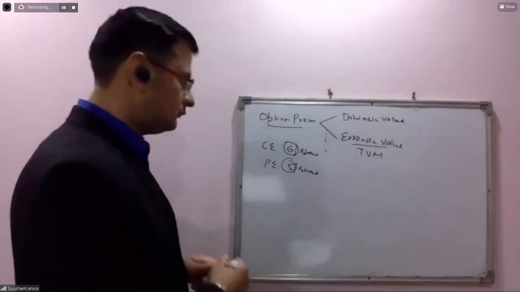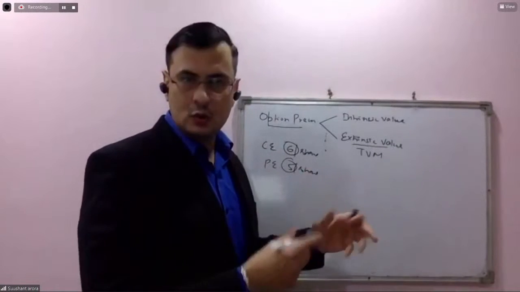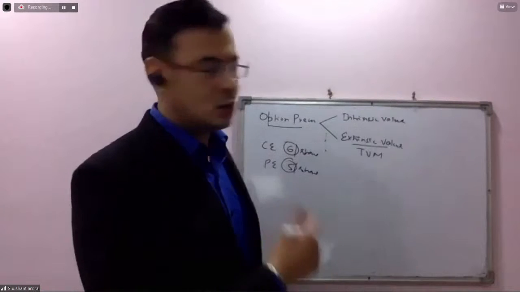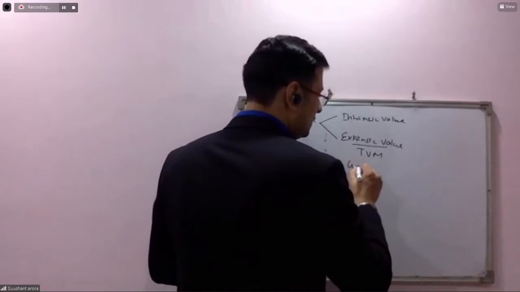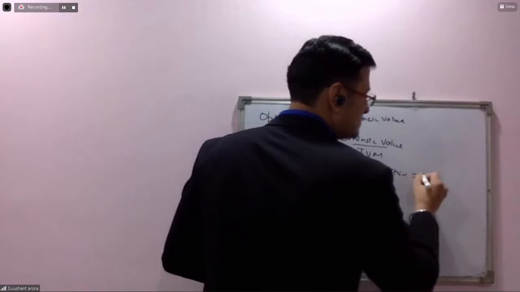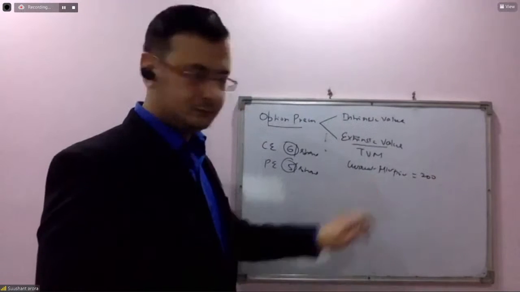Okay. So let's say, see now carefully the example I'm giving you. It is a little opposite of what we are doing in the question. Current market price is 200. Okay, clear?